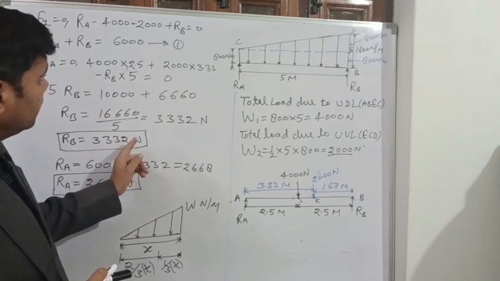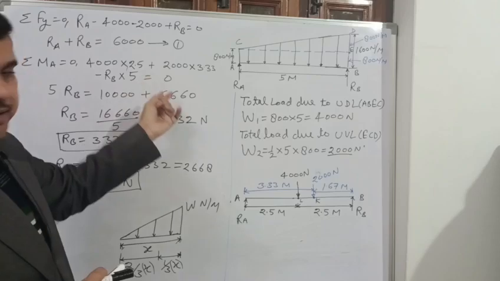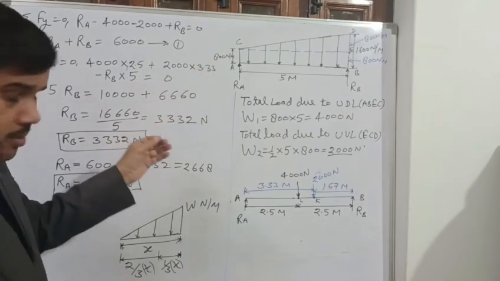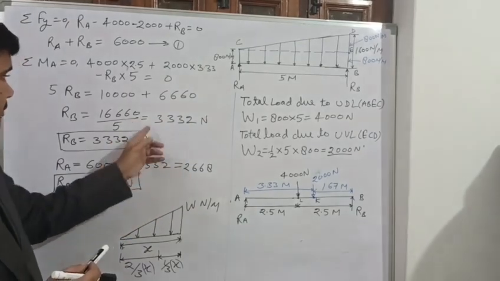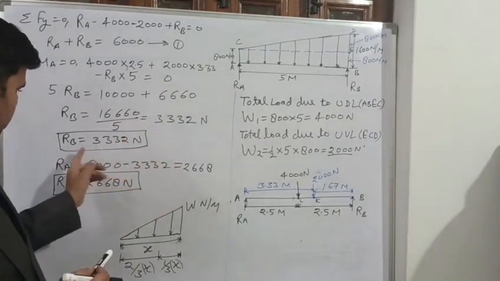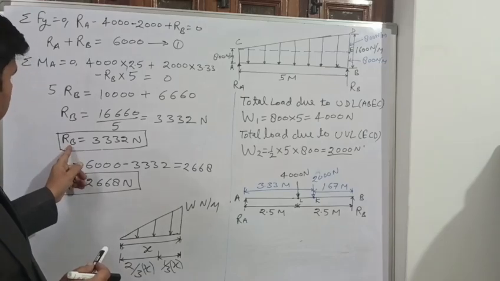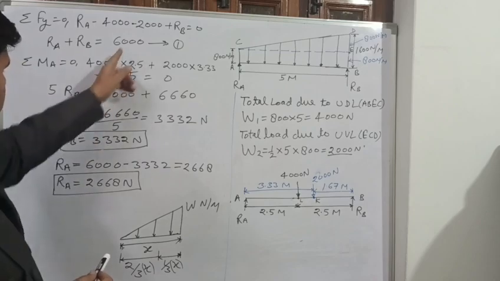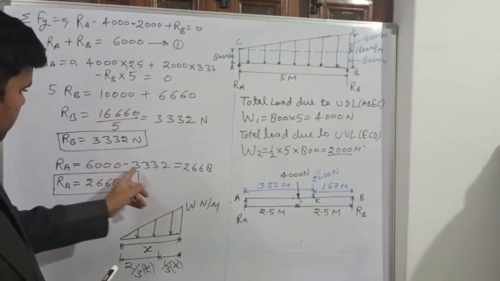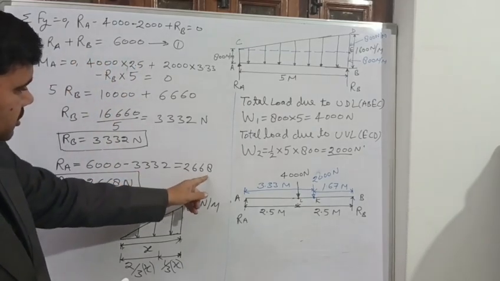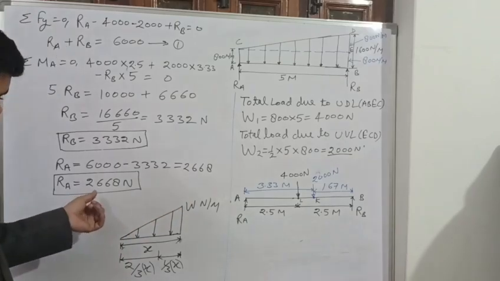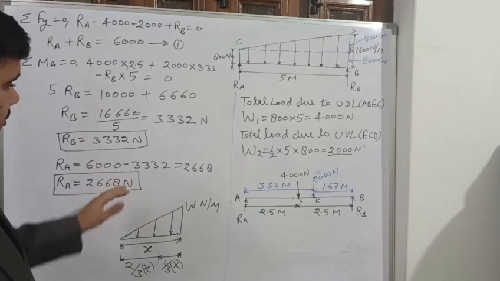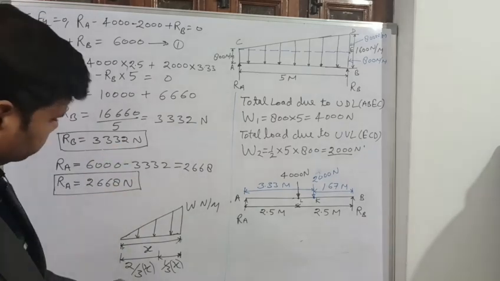3332 Newton. Actually here we have rounded it, right? Otherwise it may be 3.333, so some value may change there. On solving this, now put this value in equation number 1. So Ra is equal to 6000 minus Rb, 6000 minus this value, 2668 Newton. So Ra is equal to 2668 Newton, right? These values are rounded here.